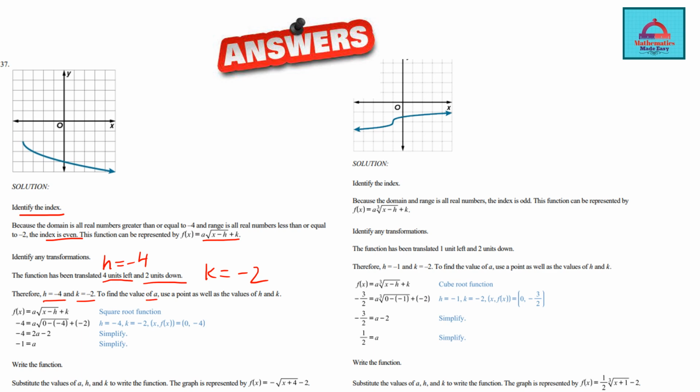To find the value of a, we use a point as well as the values of h and k. So just substitute, simplify, and to get your a, we are using the point 0 comma minus 4. Just look here, this point, is it lying on the graph? Yes. What is the coordinate of this point? The coordinates of this point are 0 comma minus 4. So put that in the equation, get your value of a, substitute the values of a, h and k to write the equation. So the graph will get this equation.